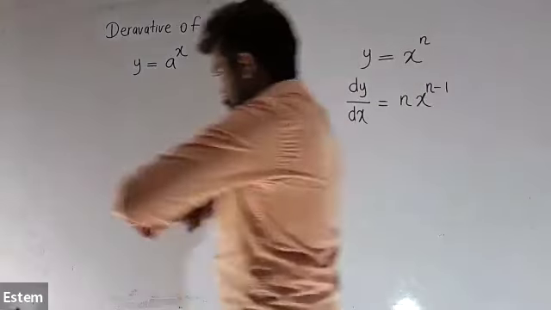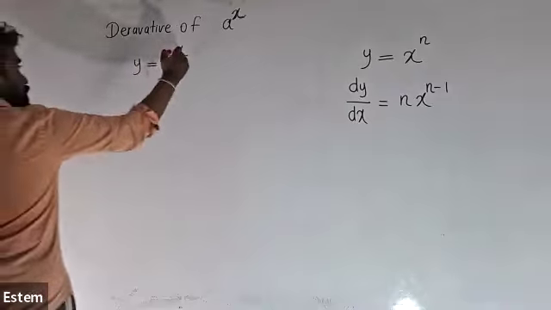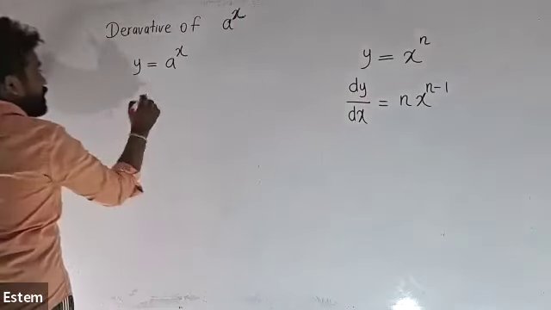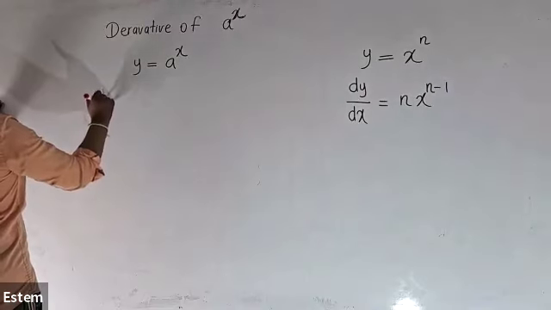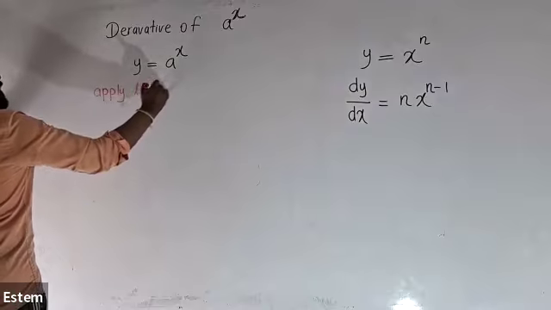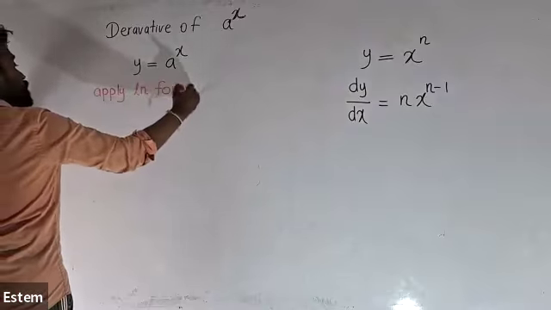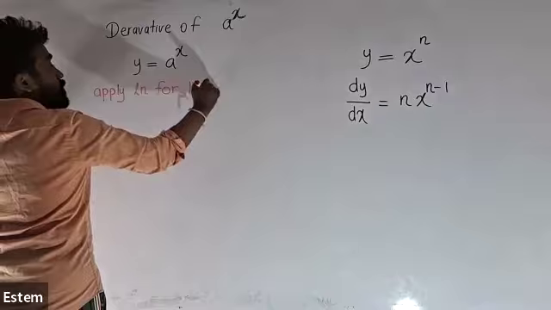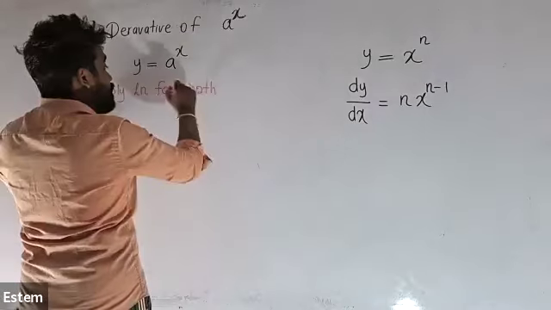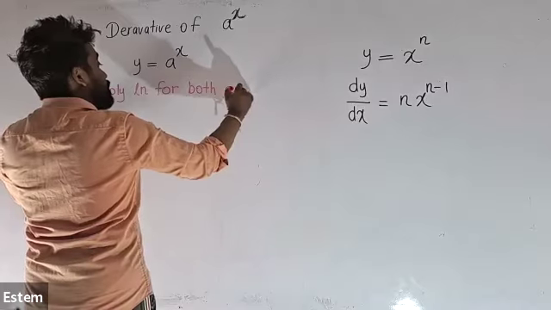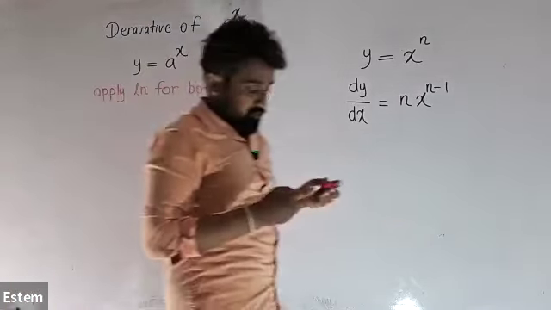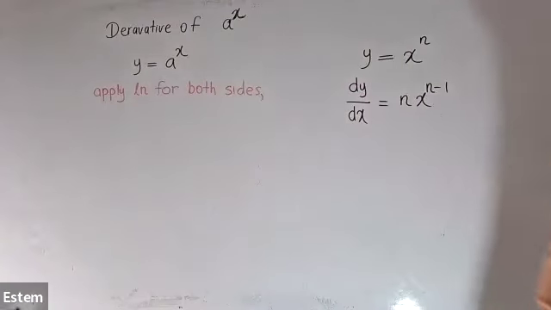If you face such a problem, if the variable is in the power position, you should apply ln to both sides. Write this step with your red pen.